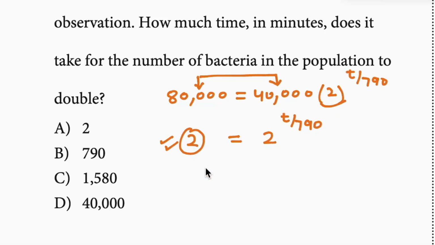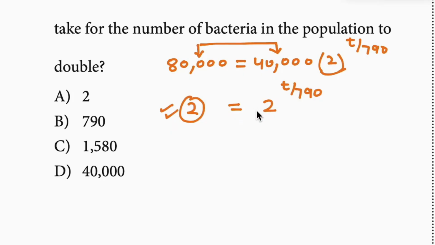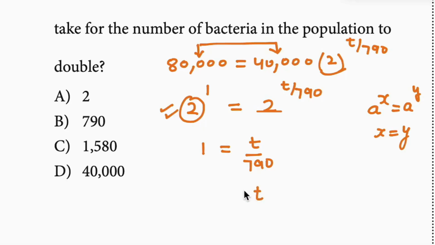But our good luck with this question is that it's again 2, right? So we will use the property that when a to the x is equal to a to the y, that is the property of exponents, meaning bases are the same on the opposite sides of the equal to sign, then x is equal to y. So 2 is 2 raised to power 1. Now bases are 2, so we can equate the powers: t over 790, multiplying by 790 on both sides. So that is 790 minutes. That means B is the right option.